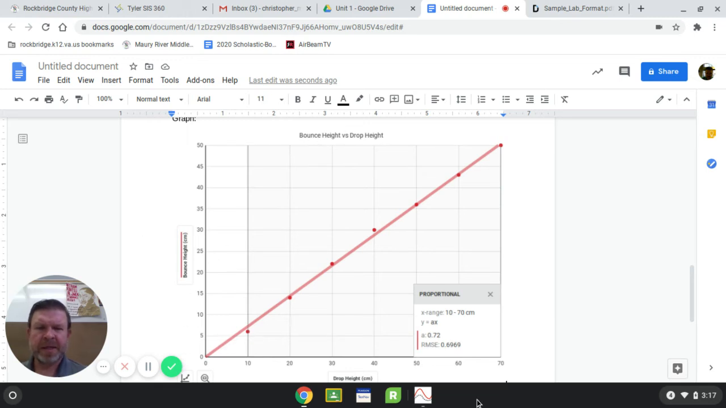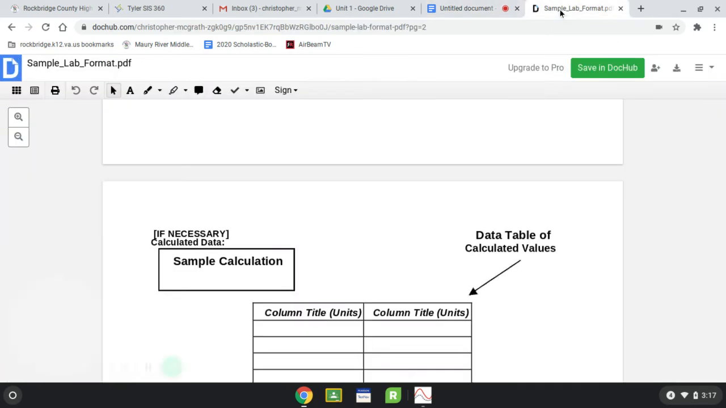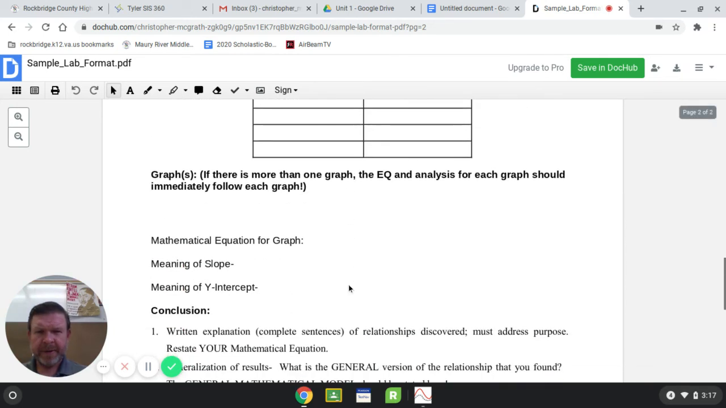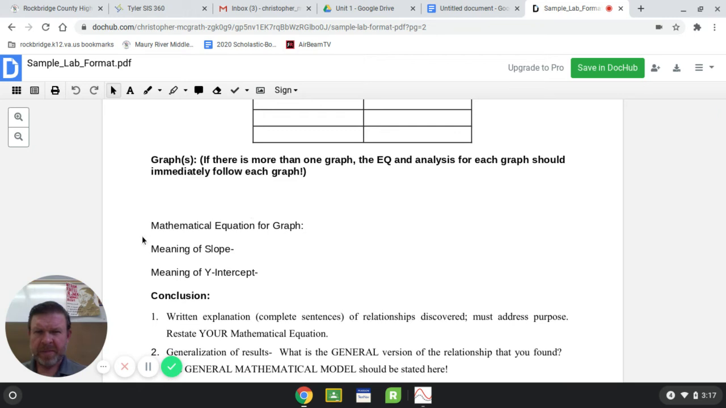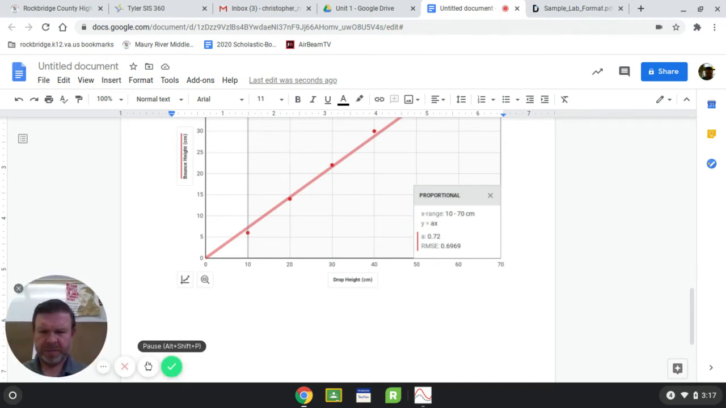Nice. It's got a title because I put a title on it. That was also in graph options. It's got the right labels on it. All good. Okay. Now, the next thing I'm supposed to do in my sample lab format is say what is the mathematical equation for the graph, the meaning of the slope, and the meaning of the y-intercept.